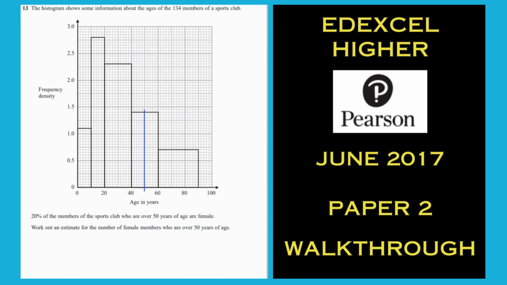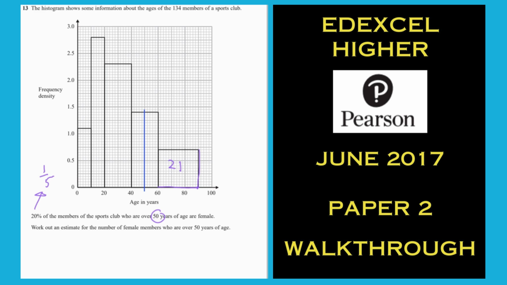Number 13, this histogram shows 134 people in a sport club. Some are male, some are female, some are over the age of 50. That's why I've put the blue line in. So 20%, I like to think of that as a fifth. All right, so over the age of 50, let's have a look. So in this area here, we have a width of 30 and a height of 0.7. So there are 21 people in that box or bar, whatever you want to call it.